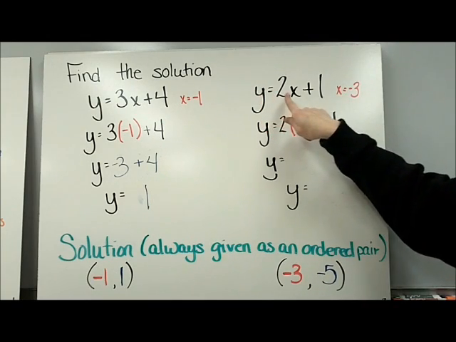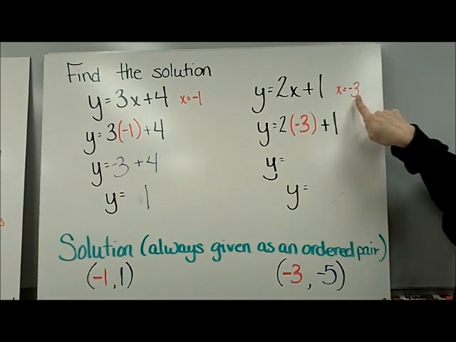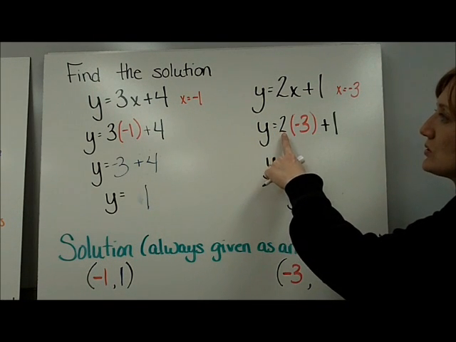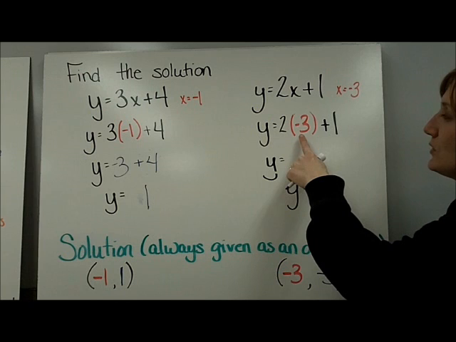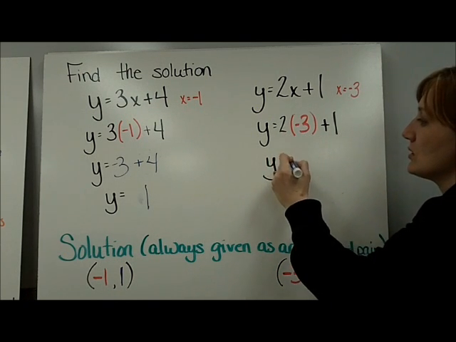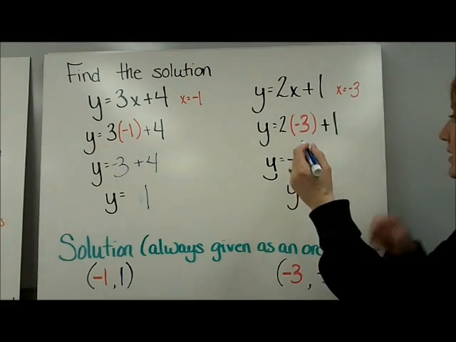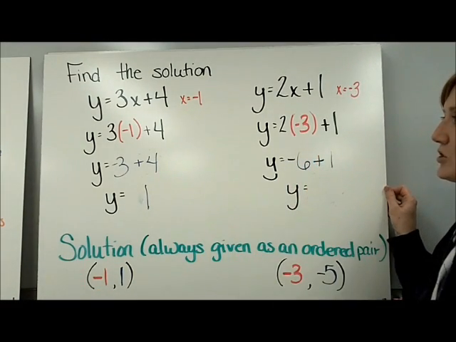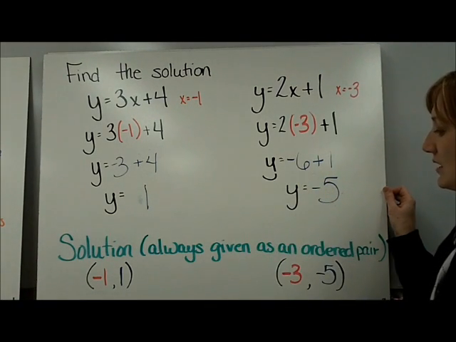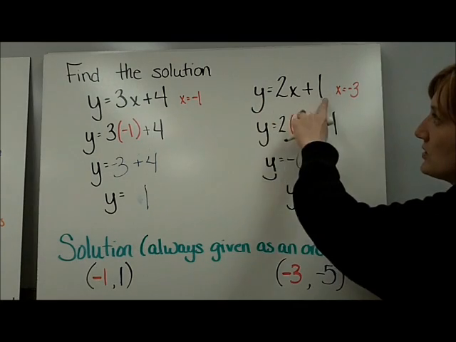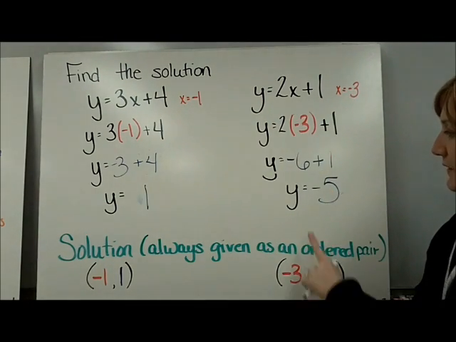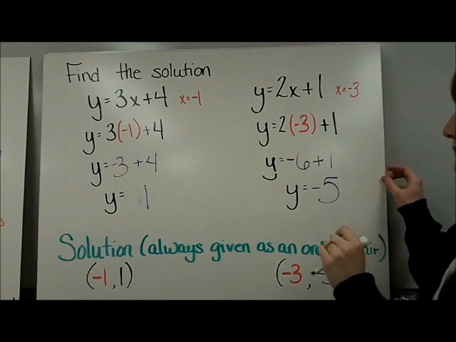For the equation y equals 2x plus 1, where x is -3, we input the -3 for the x value: y equals 2 times -3, plus 1. -3 times 2 gives us -6. Finish the equation out, plus 1. Y equals -5. The solution for this equation is -3, -5, which we solved for.